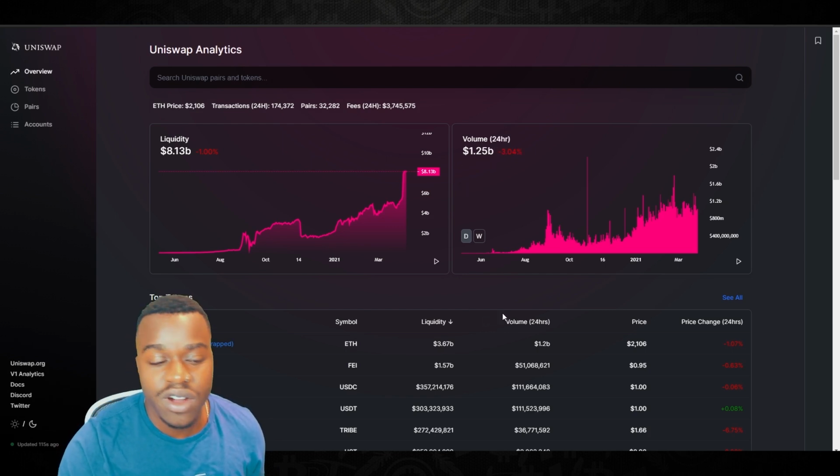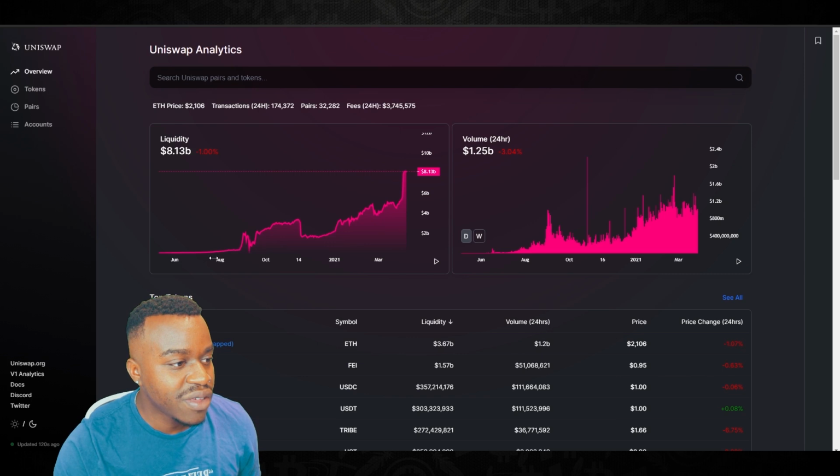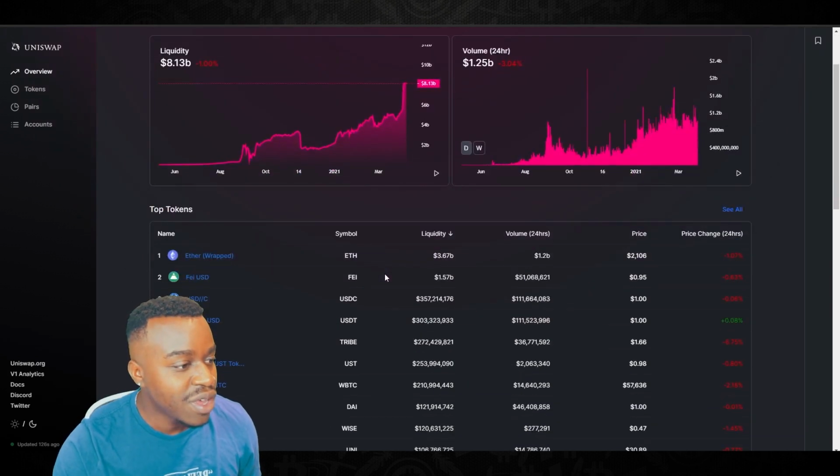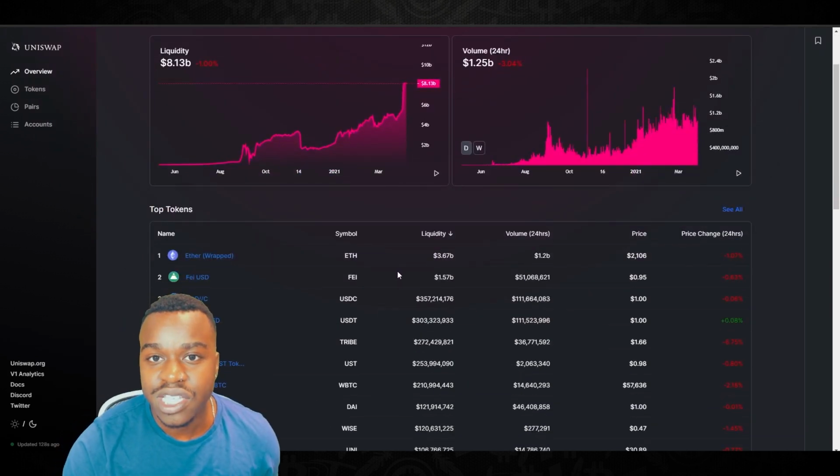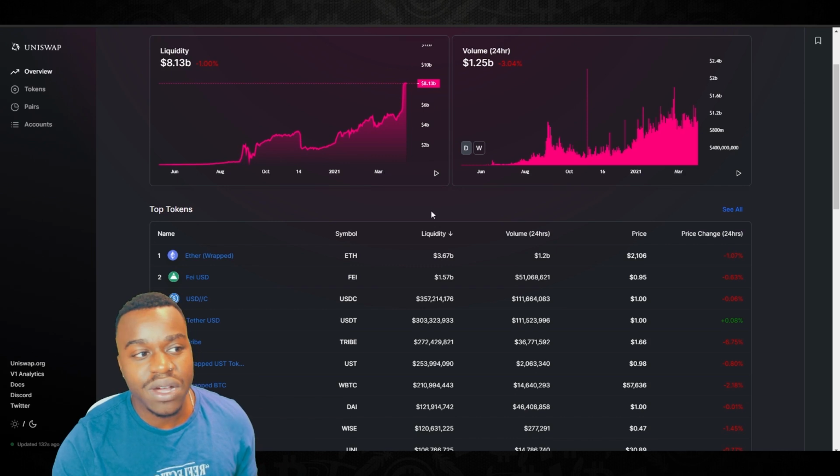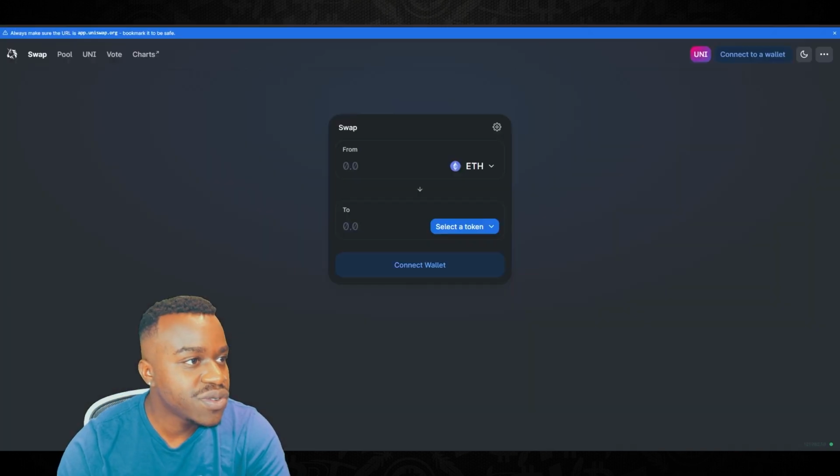1.25 billion in 24-hour volume. And if you look at this chart here, it has been continuously growing since June, and I don't think it's stopping anytime soon. So that will also continue to increase the price of Uniswap's token, Uni. Pretty simple to use Uniswap.